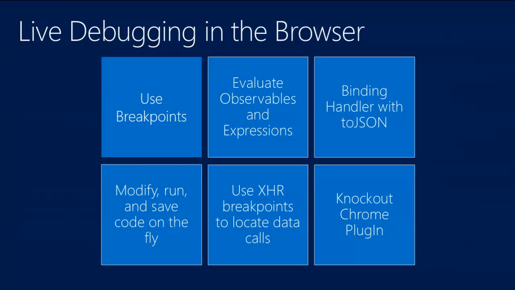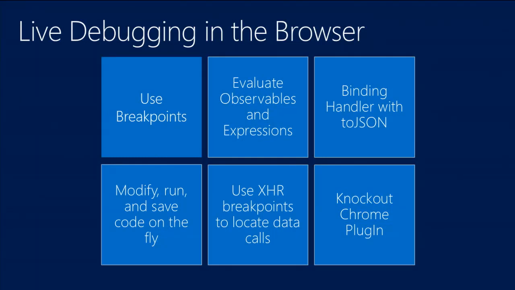You can evaluate observables and expressions in there. We saw that Knockout plugin that I chose to show you. So if you're using Chrome, you can use that Chrome plugin, or you can use the dump binding handler that I showed. You can modify and run and save code on the fly, too. Did you know that? You could go inside the Chrome browser and actually change the JavaScript and then save it. It won't save it to your server, but it saves it to the local cache so you can try new things without having to refresh. And then you can see those changes.